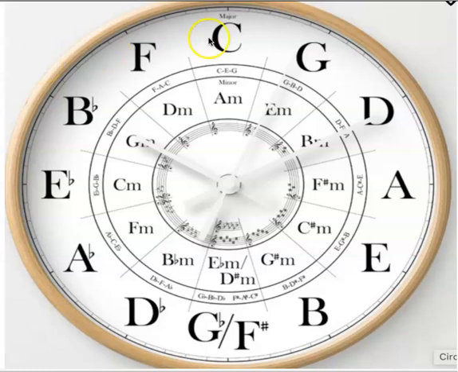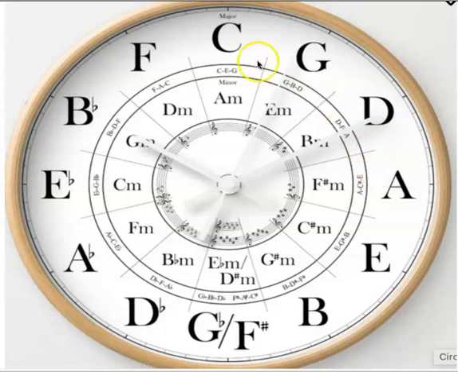Okay, so why do we call it the circle of fifths? Well, what we've got here is a clock, and we've got 12 letters of the alphabet around here, which all represent notes on a keyboard, or notes in a major scale or in musical theory.